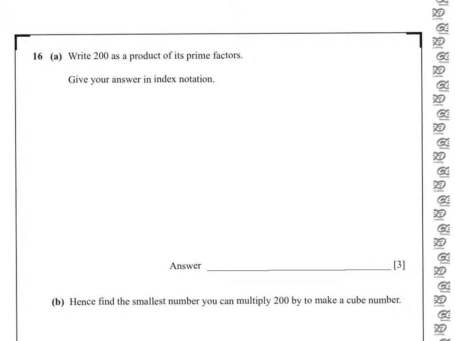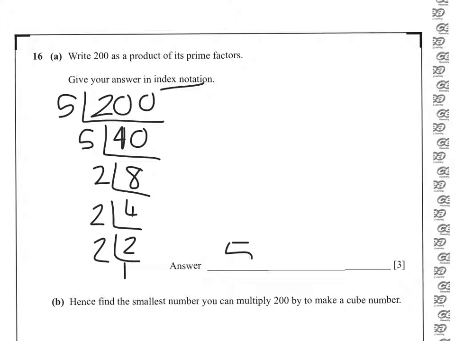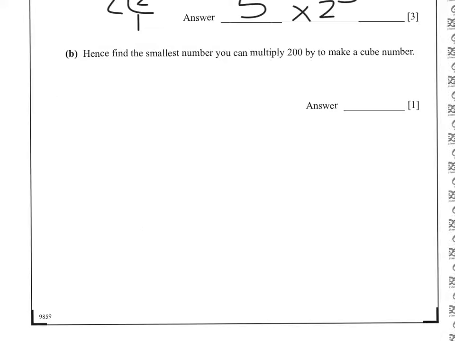200 is a product of its prime factors. I'm going to divide by a prime number. I'm going to divide by 5, which gives me 40. Divide by 5 again, which gives me 8. And then I can keep dividing by 2 until I get 1. Index notation means 5 squared times 2 cubed. So our number is 5 squared times 2 cubed.